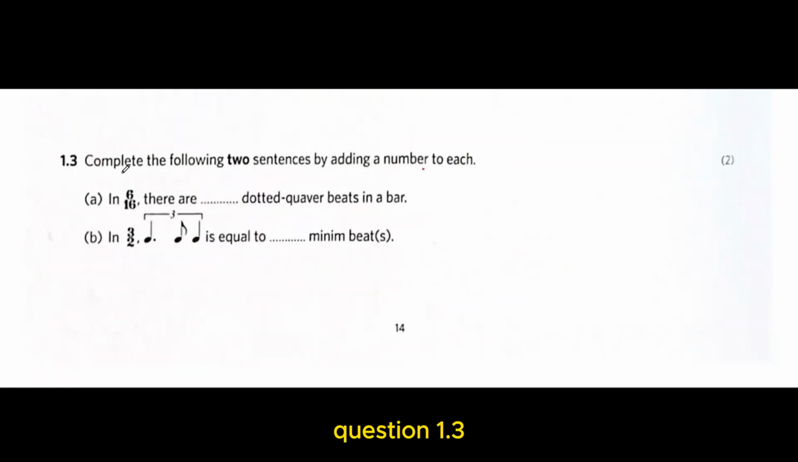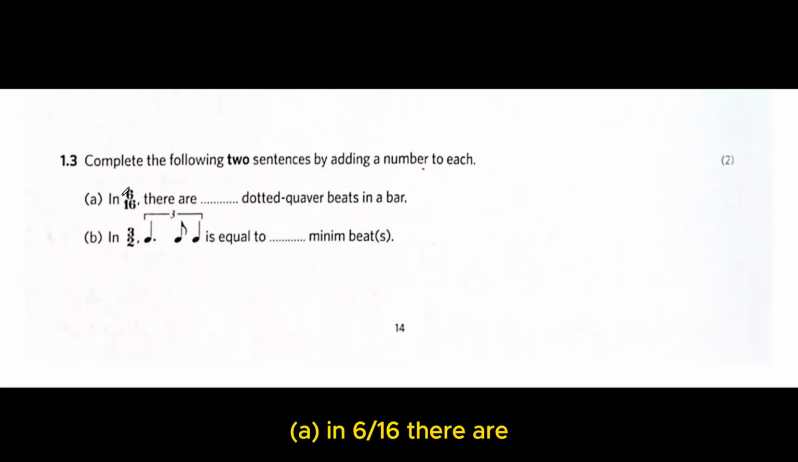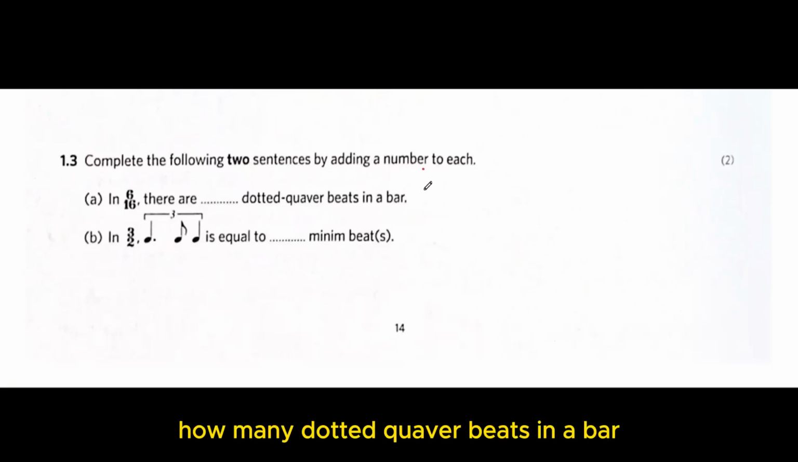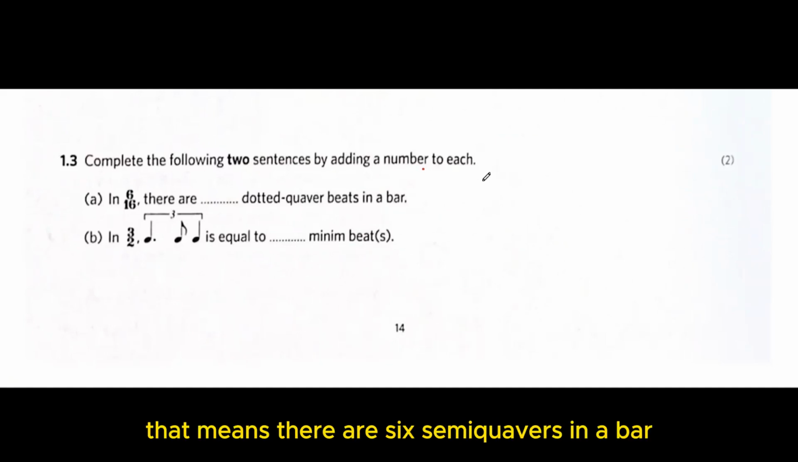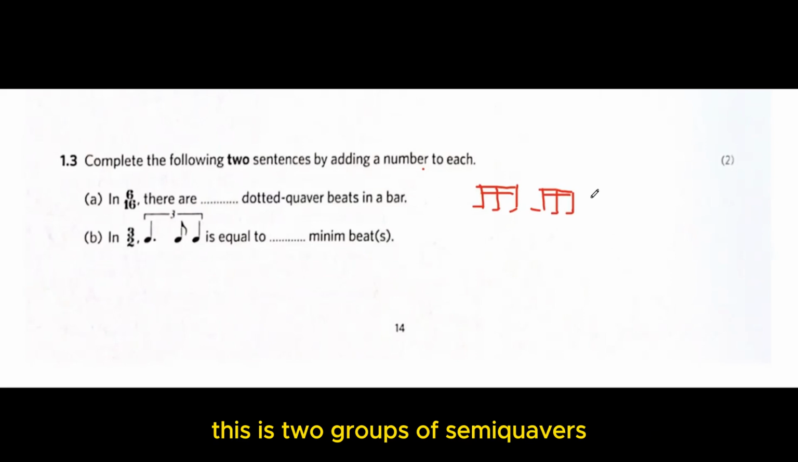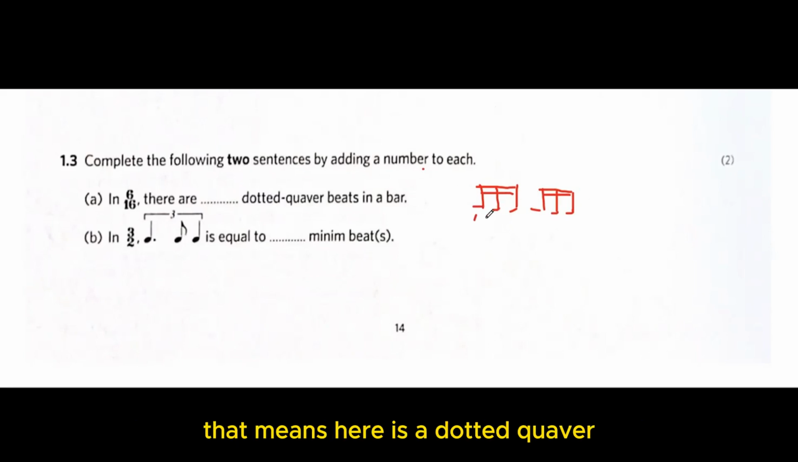Question 1.3. Complete the following 2 sentences by adding a number to each. A. In 6/16, there are how many dotted quaver beats in a bar? Let's jot down 6/16. That means there are 6 semiquavers in a bar. This is 2 groups of semiquavers. And if we have to calculate it into dotted quaver beats, that means here is a dotted quaver.